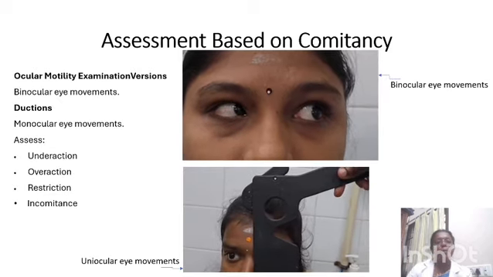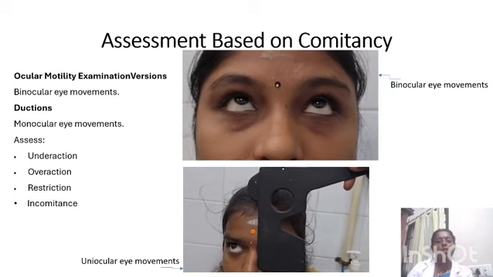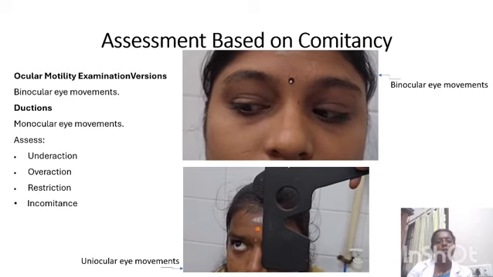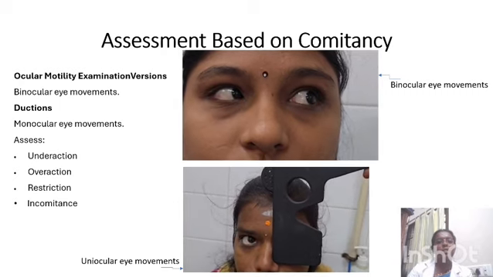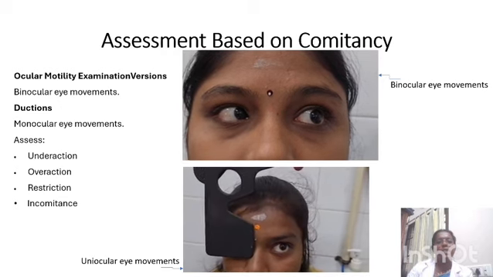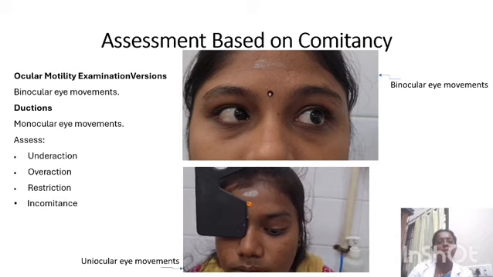In comitant strabismus, the deviation remains equal in all gaze positions and ocular motility is full. It commonly presents in childhood and diplopia is uncommon. The slide compares versions and ductions. Versions assess binocular eye movements, whereas ductions assess each eye individually. By comparing the two examinations, we can distinguish true muscle weakness from binocular adaptation or suppression.